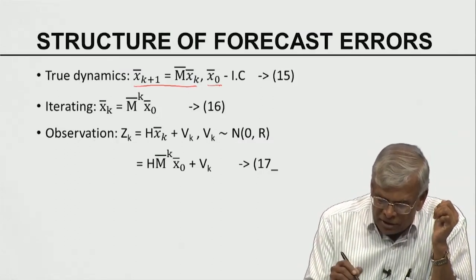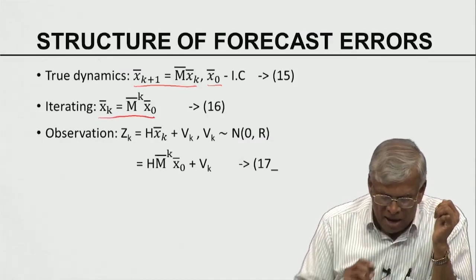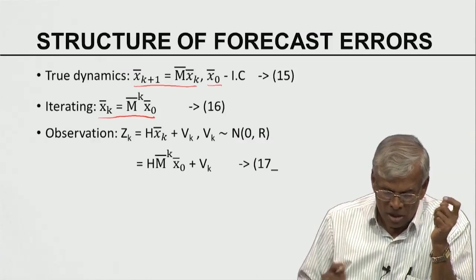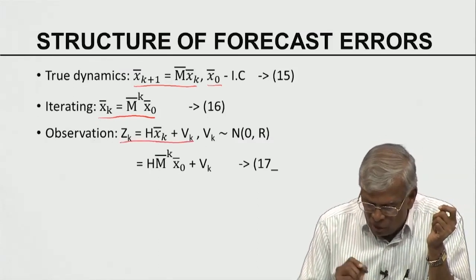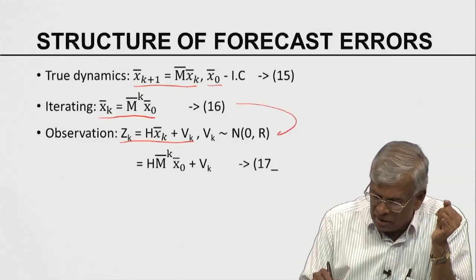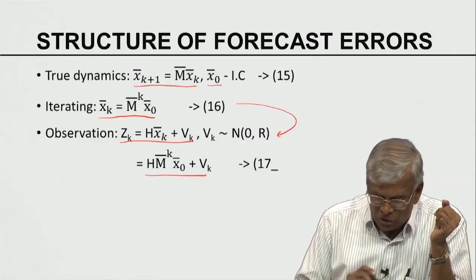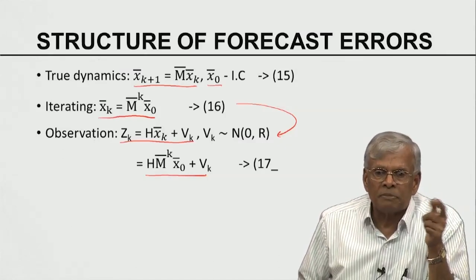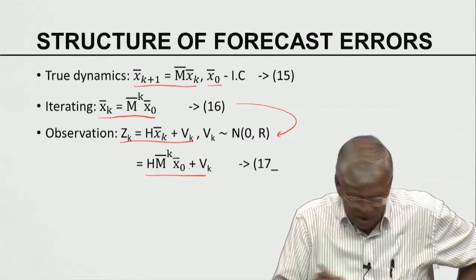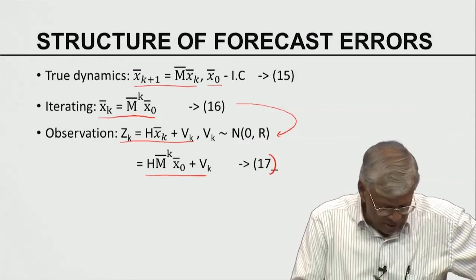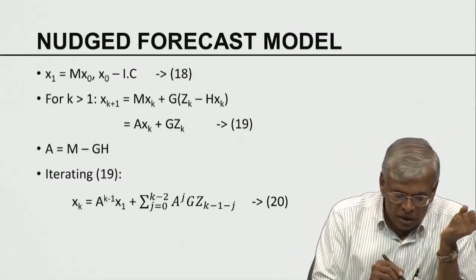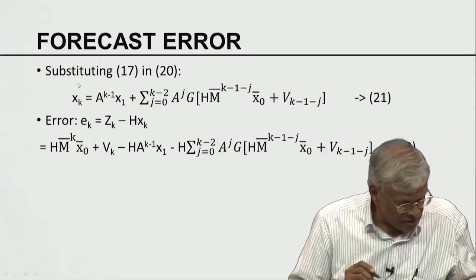So if I iterate this equation, x k bar is equal to M bar to the power k times x naught bar. So observation is given by this equation. I can substitute 16 in here to get 17. So the expression for z k, the observation at time k, is given by equation 17. So x1 is equal to M of x naught.